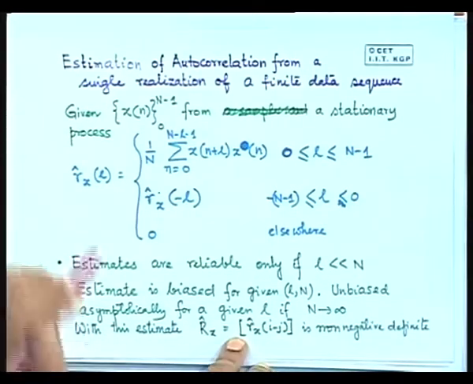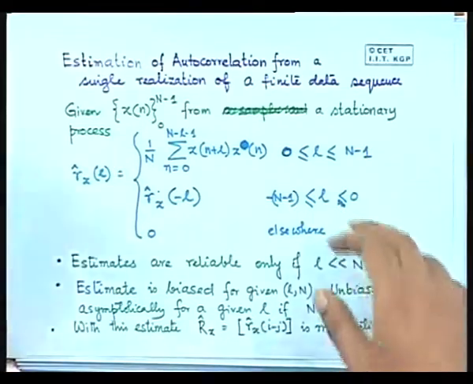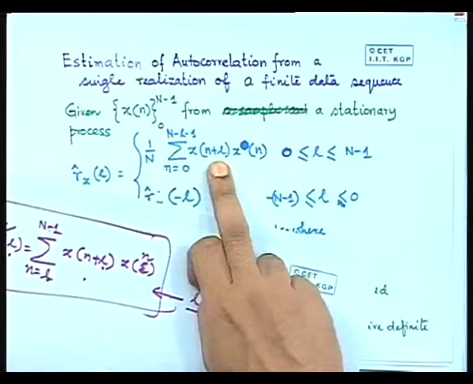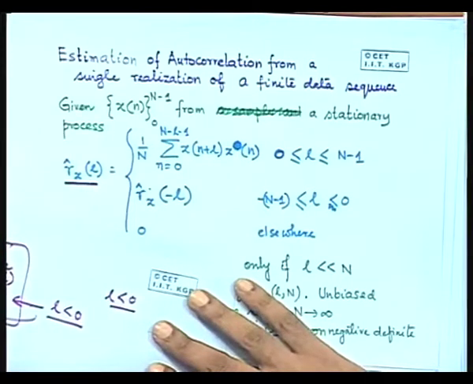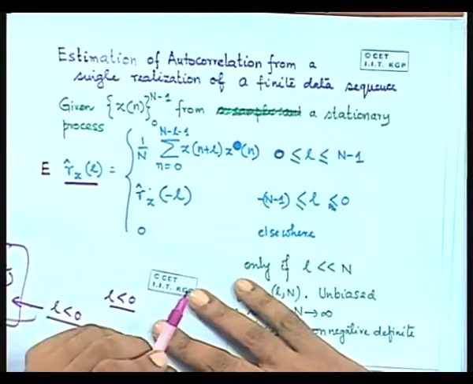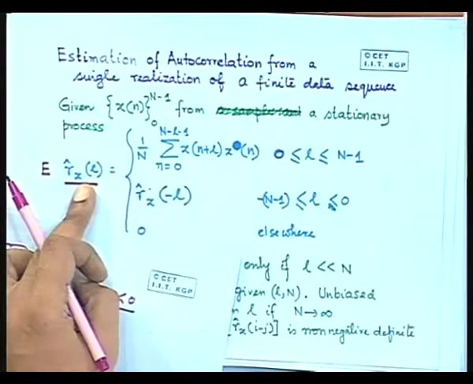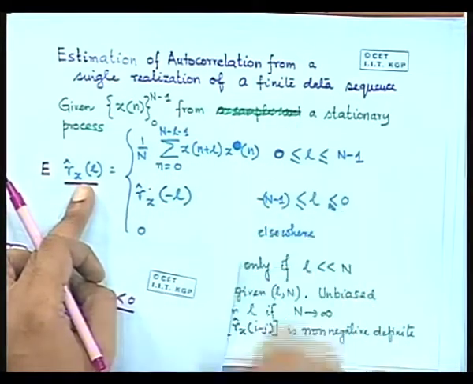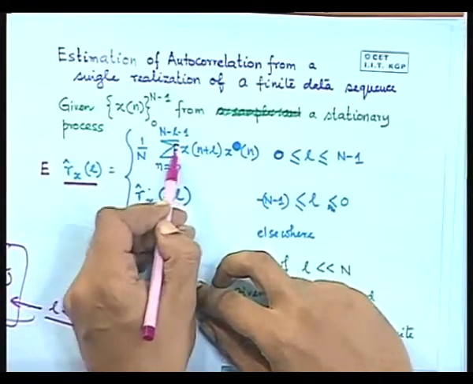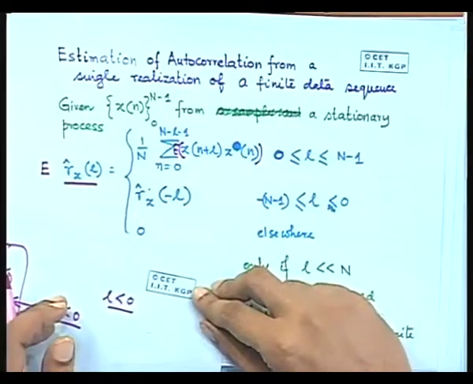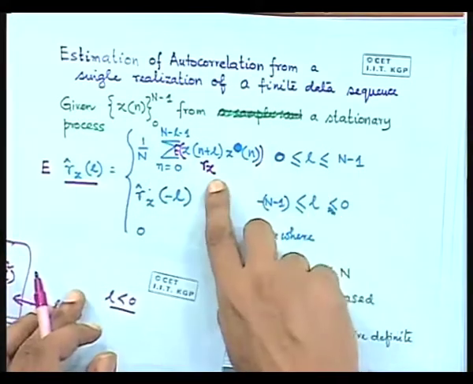Another important thing is that this estimate is actually biased for a given L and n. Why is it biased? Because if you take an expectation of this sum, this is the single realization correlation that you have calculated. Now let us take expectation of this. The question is, if I take expectation of this over multiple realizations, does it converge to the true Rx? It doesn't. Because if you put expectation here, each one of these terms will actually become Rx. This is the true Rx once you have taken expectation.